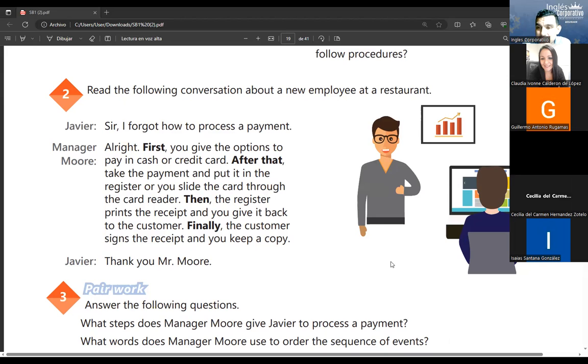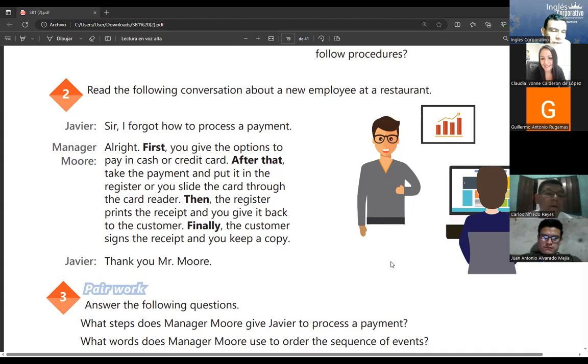Okay, well, we had this conversation in the previous class. It says, "Sir, I forgot how to process a payment." All right, first, you give the options to pay in cash or credit card. After that, take the payment and put it in the register, or you slide the card through the card reader. Then the register prints the receipt and you give it back to the customer. Finally, the customer signs the receipt and you keep a copy.